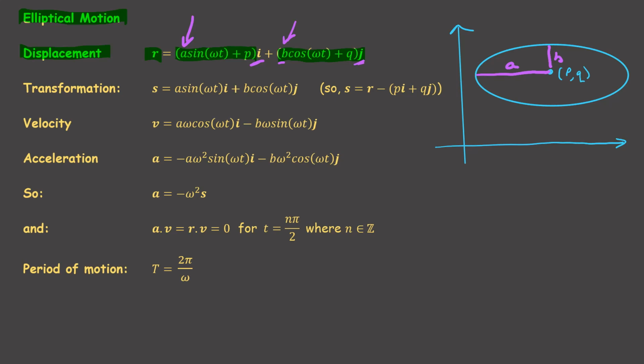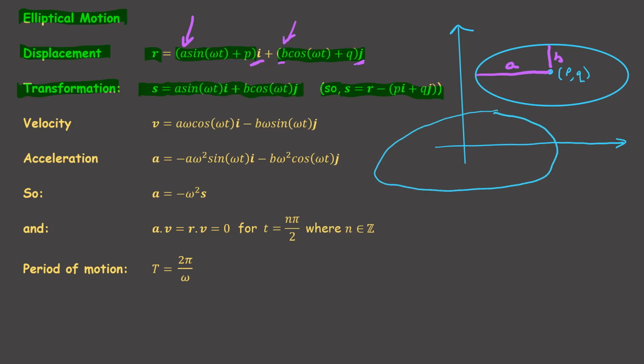Now, what we're going to do, just like we did in the last lesson, is do a transformation, and s then is a sine omega t i plus b cos omega t j. So s is equal to r take away (p i plus q j). So we're just simply moving the motion so that it is now centered at the origin. I know my diagram's not perfect there.